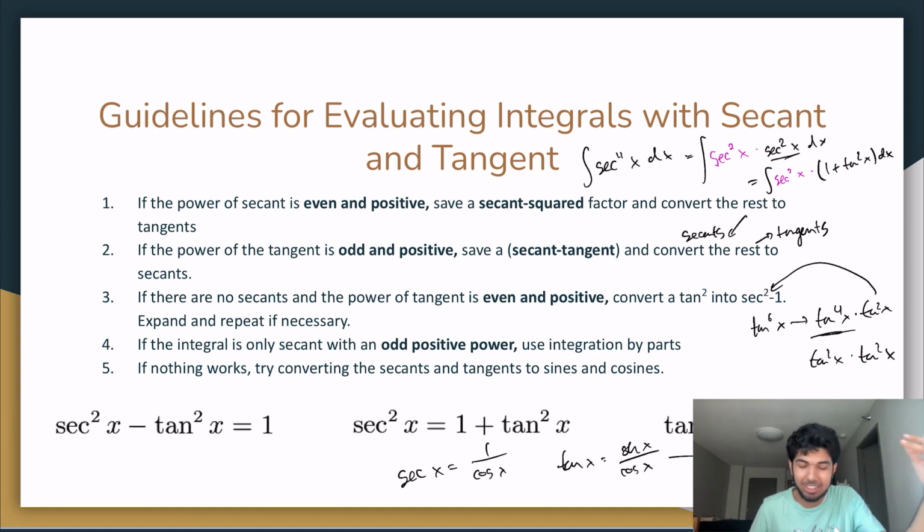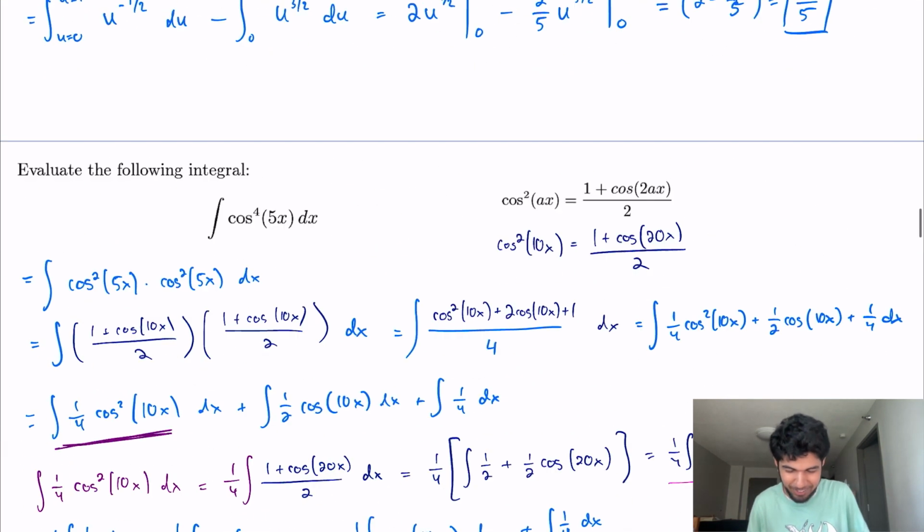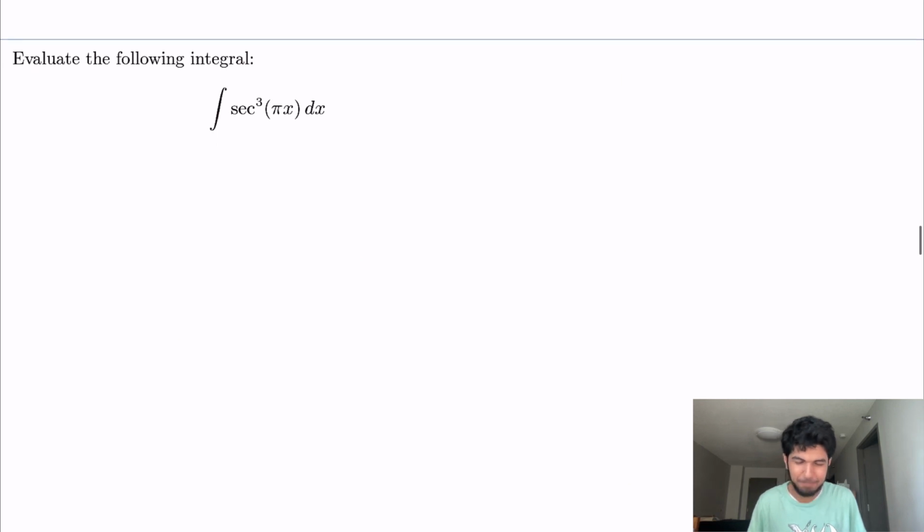If the power of tangent is odd and positive, it's not. Third guideline. If there are no secants, there are secants. Not that. Fourth guideline. If the integral is only secant with an odd positive power, use integration by parts. You thought we were done with integration by parts. No, we're not. We are going to do some integration by parts for this problem here.